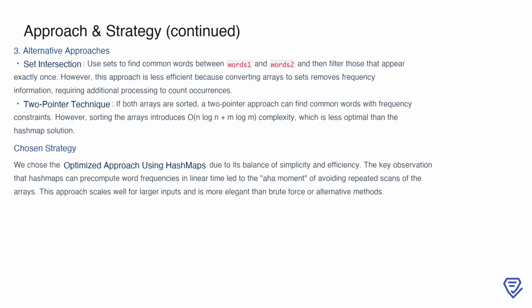Another approach was the two-pointer technique, which works if both word lists are sorted. With this method, we can traverse both lists simultaneously to find common words while applying the frequency constraint. However, the sorting step adds a complexity of O(n log n + m log m), making it less efficient compared to the hash map solution. While both alternatives have their merits, they are either less efficient or more cumbersome to implement.